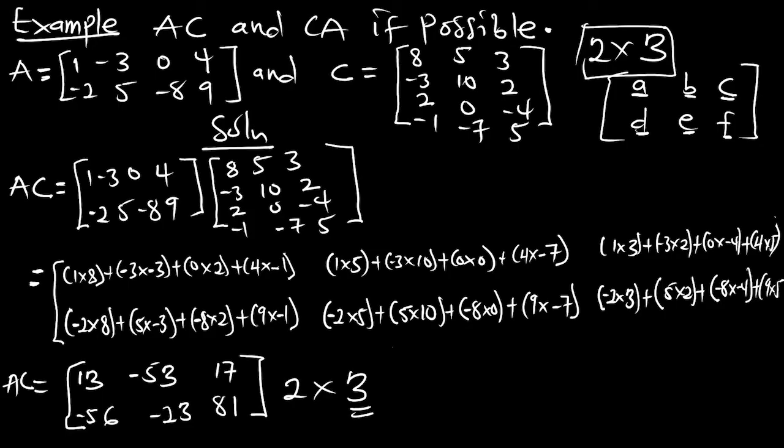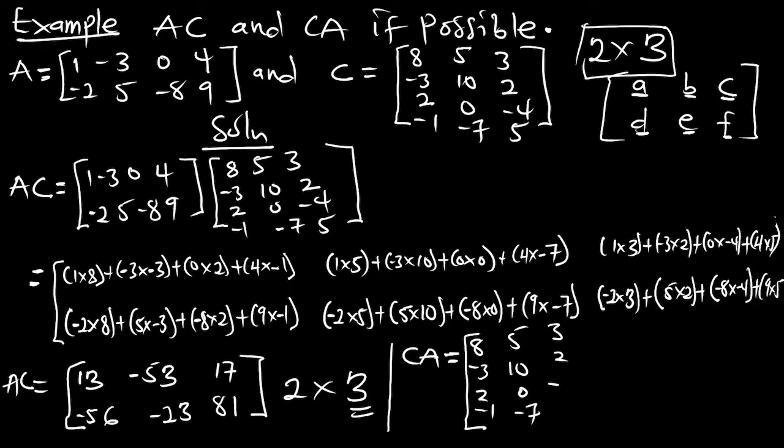So now let's check for matrix CA. Is it going to be possible? Let's look at it. This is matrix C: 8, negative 3, 2, negative 1; 5, 10, 0, negative 7; 3, 2, negative 4, 5. And A, which is 1, negative 3, 0, 4, and negative 2, 5, negative 8, 9.